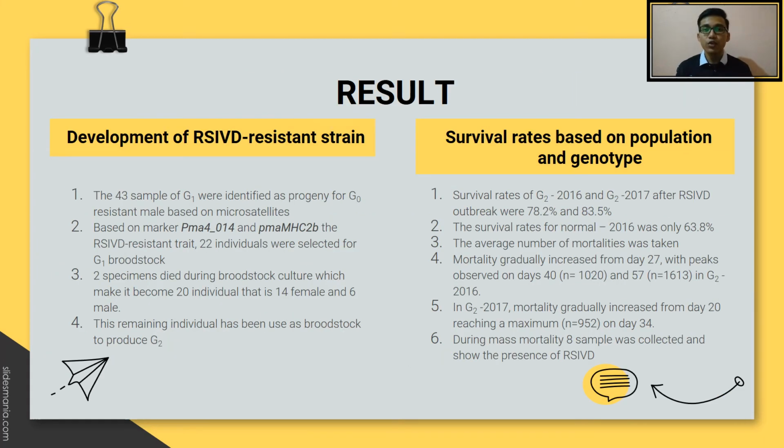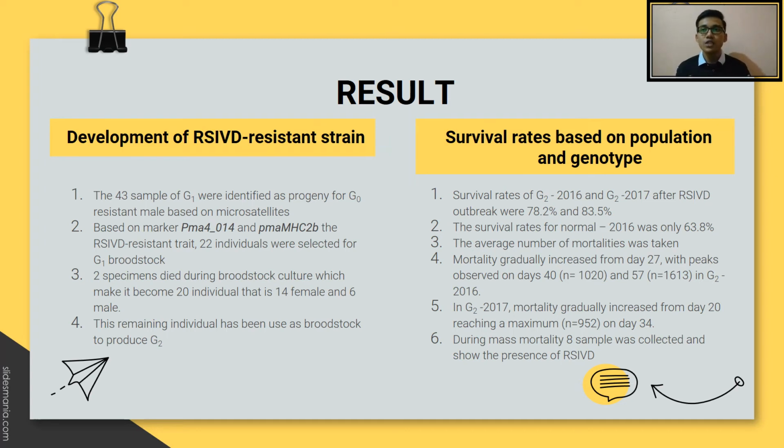As for the result, the development of the RSIVD resistant strain: 43 samples of G1 were identified as progeny of G0, which is its parent resistant male, based on microsatellites. Based on the marker of the RSIVD resistant trait, 22 individuals were selected for G1 broodstock. Two specimens died during broodstock culture, which made it 20 individuals. The remaining individuals were used as broodstock to produce G2.